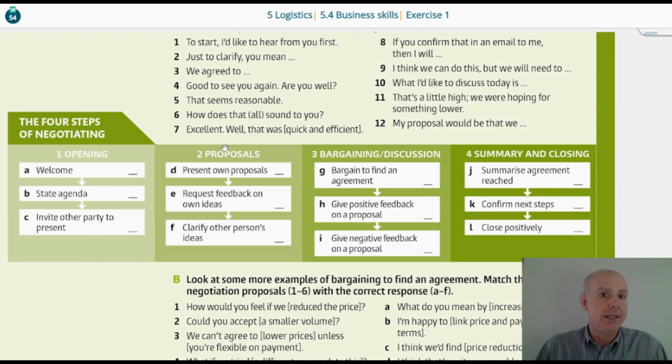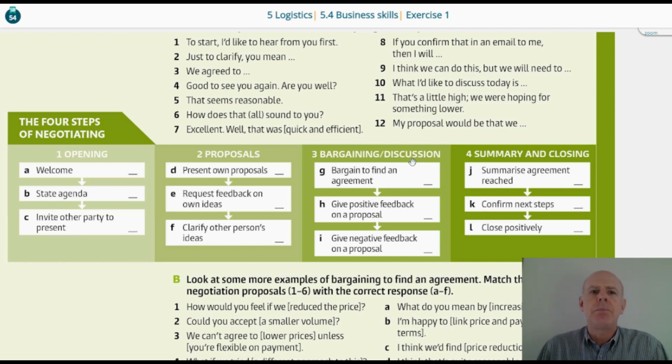And then there's the second part, the proposal phase, where each party presents their view of the situation, with space for clarifications. So the person shows what they think about the agenda, and then the other one can request feedback on their own ideas. They can clarify the other person's ideas to see whether they understood very well or not.